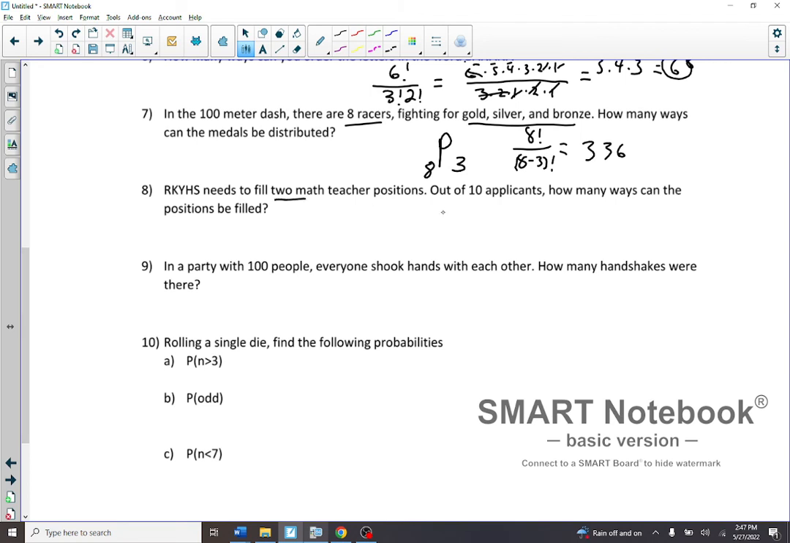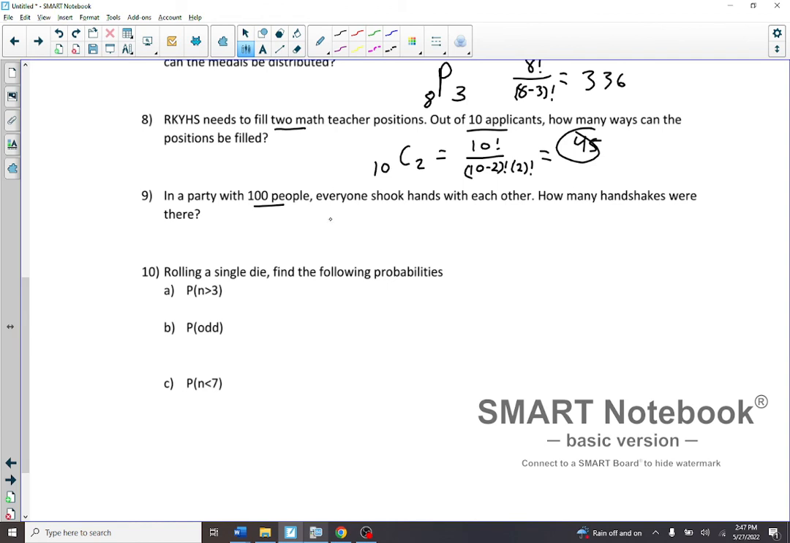Chelsea needs to fill 2 math positions out of 10. So 10 choose 2. So 10! over (10 minus 2)! over 2!, which is 10 times 9 divided by 2, which is 5, 45.